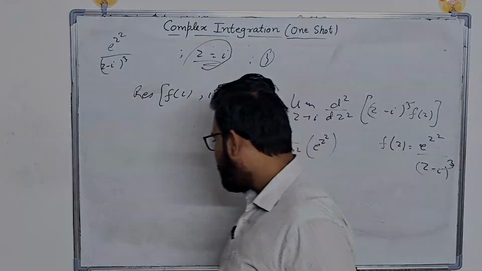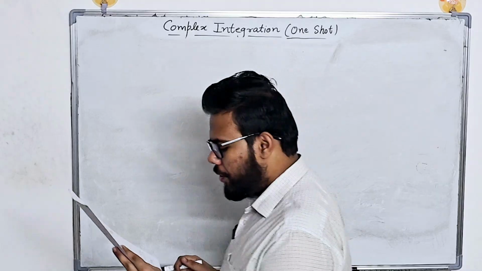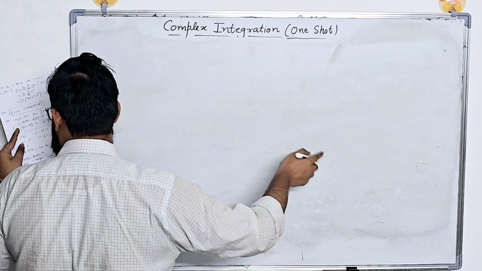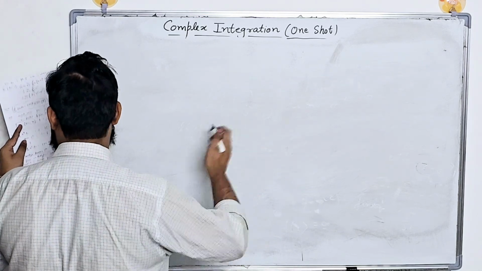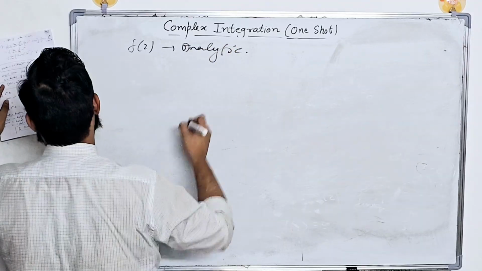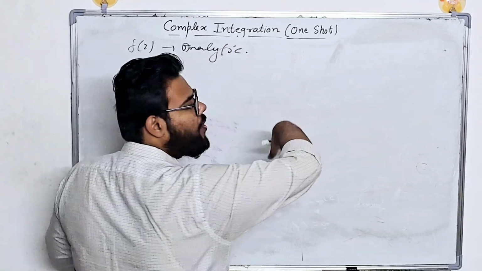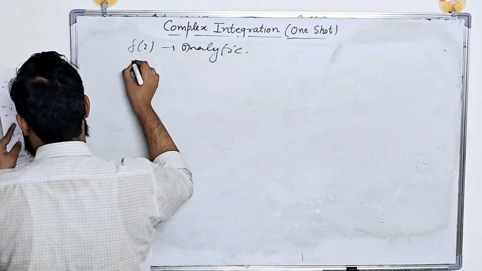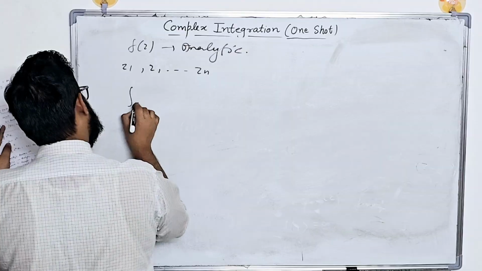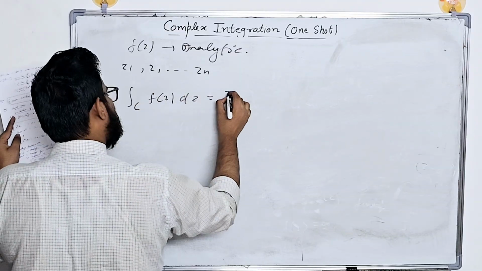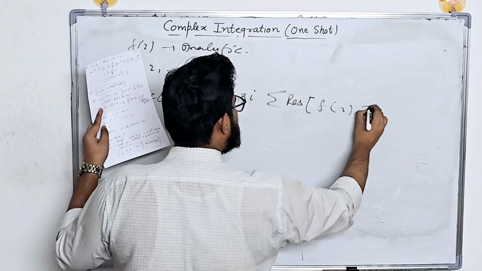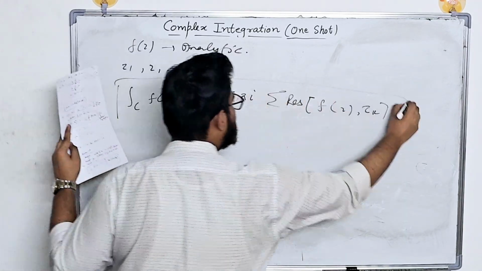Now let's see something called the Cauchy residue theorem. Let f(z) be an analytic function inside and on a simple closed contour C, except for isolated singularities. Suppose f(z) is analytic inside or on a curve, except it has singularities inside C at z1, z2 till zn. Then the integral of f(z) dz is equal to 2 pi i times the summation of the residues of f(z) at zk.